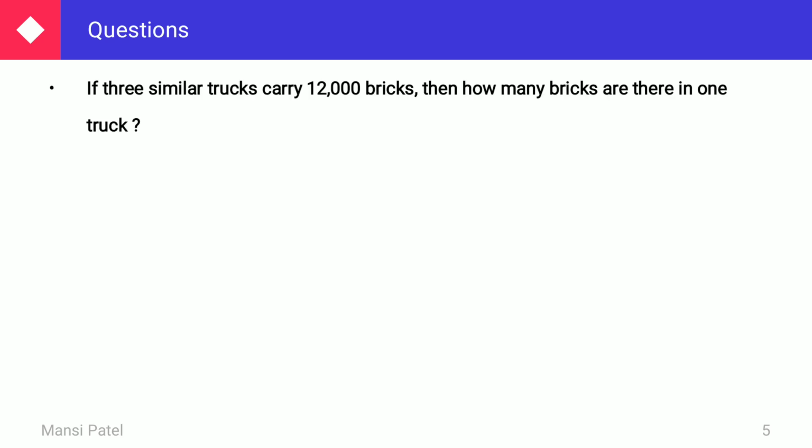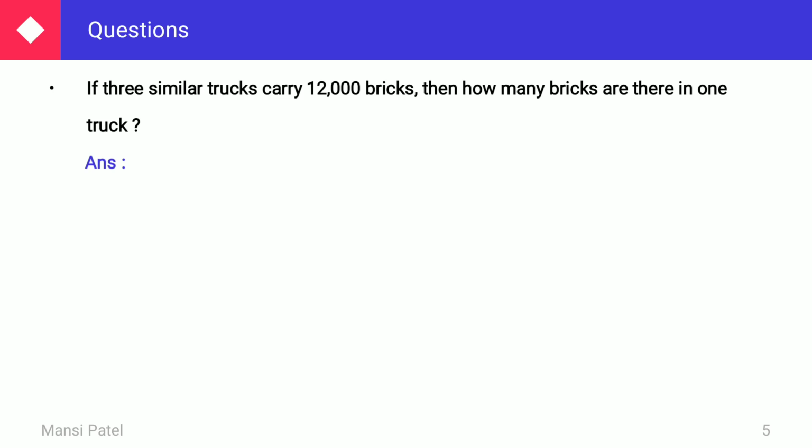Let us see another question. If 3 similar trucks carry 12,000 bricks, here they were given that there are 3 trucks, and the capacity of those 3 trucks is similar, is the same. And how many total bricks? The total number of bricks is 12,000 bricks. Then how many bricks are needed in one truck?